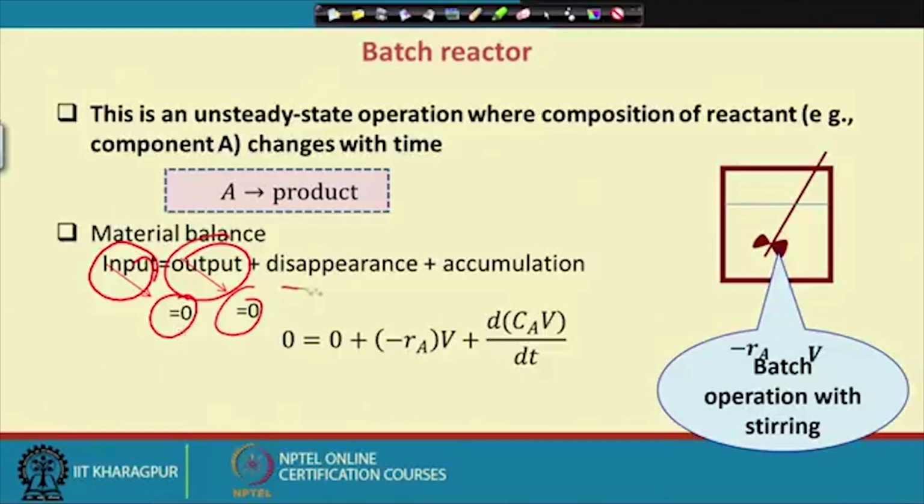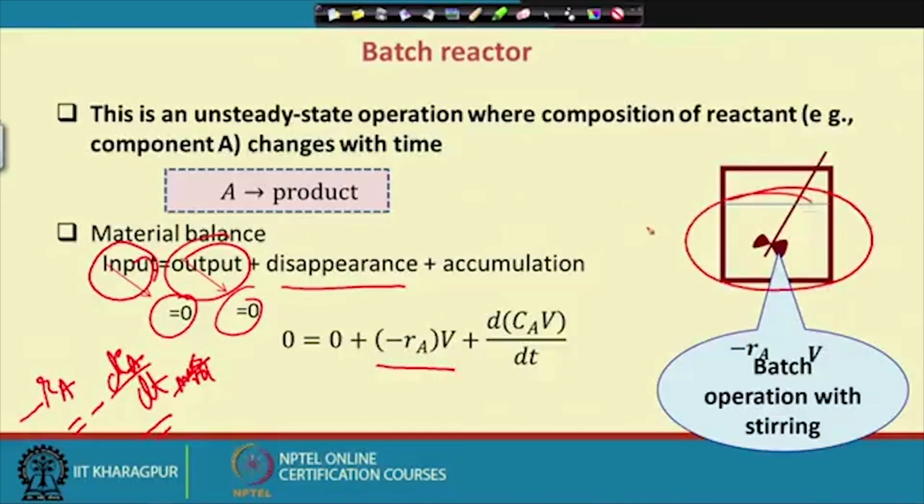So, what is the rate of disappearance? The rate of disappearance is minus R into V. Why minus R into V? What is minus R? Minus R equals minus dCA by dt. What is dCA? dCA is the mass per unit volume, am I right? So, when you carry out the reaction in the reactor, you have to consider the whole liquid volume, so you have to multiply it by V.